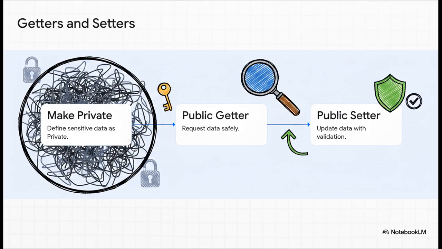Step 2, if outside code legitimately needs to read that data, you create a public getter method. All it does is return the value without letting anyone change it. Step 3, if the data actually needs to be updated, you create a public setter method. And here's the real magic. That setter can include built-in validation logic to make absolutely sure the new data is safe before applying it.